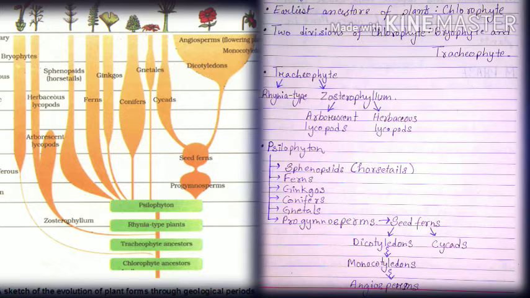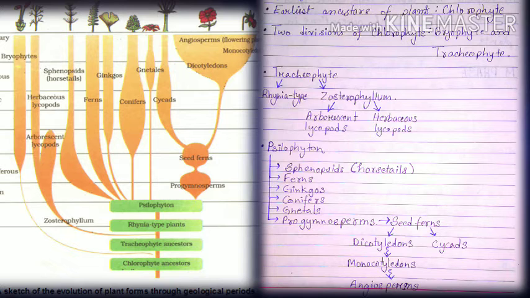On the other hand, the Xylophyton have separately evolved into the sphenopsids or horsetails, ferns, ginkgos, conifers, nettles, and progymnosperms. These progymnosperms, after evolving into seed ferns, have divided into dicotyledons and cycads. The monocotyledons appeared after dicotyledons, and at last came the angiosperms.